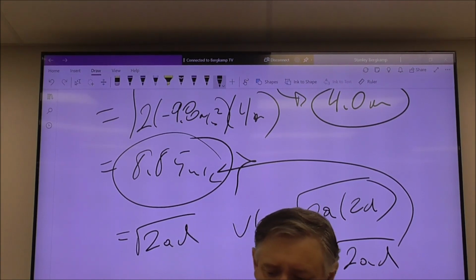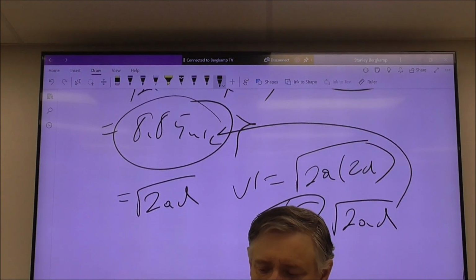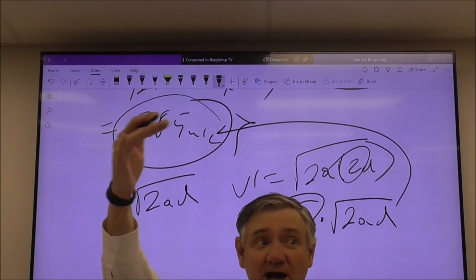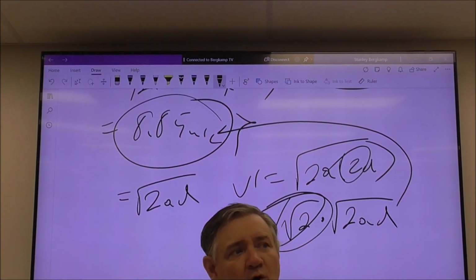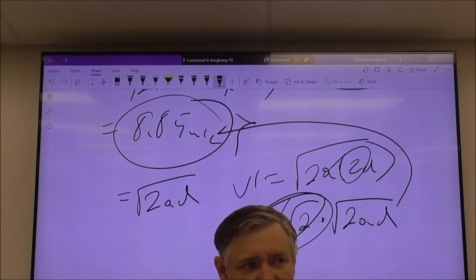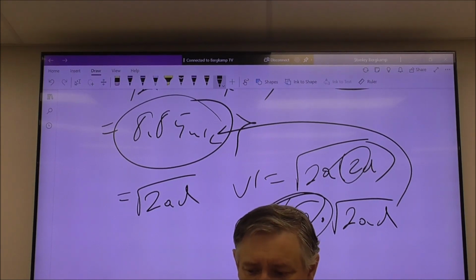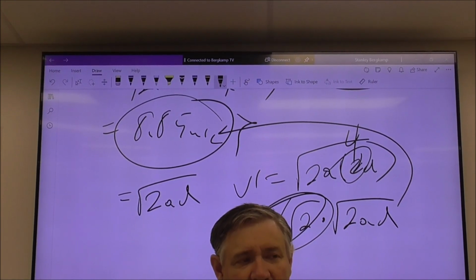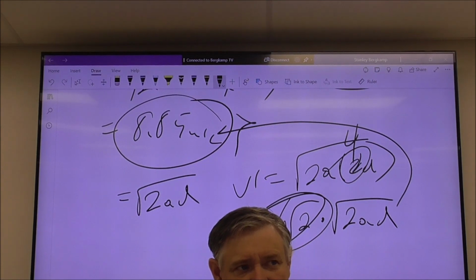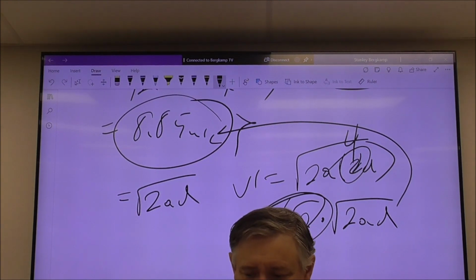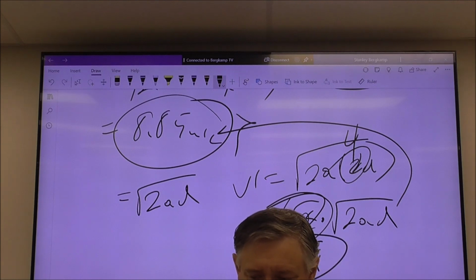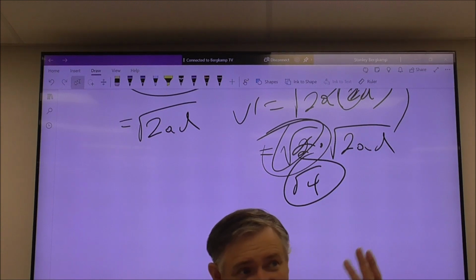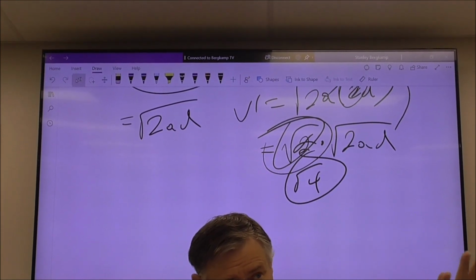But here's the cool thing. Instead of doubling the distance, let's say I made it 4 times higher. If I made it 4 times higher using this method, what would I do to my velocity? Instead of that being a 2, I'm going to make that a 4. What's the square root of 4? So if I want to double my velocity, I'd have to increase my height by a factor of 4.